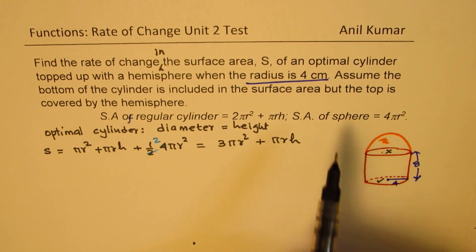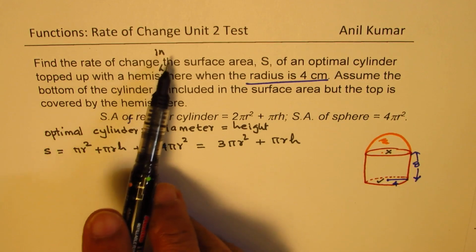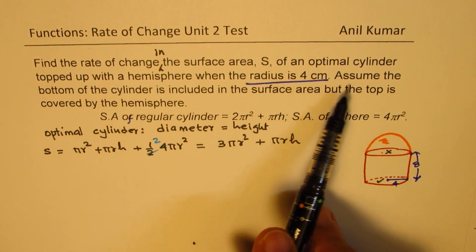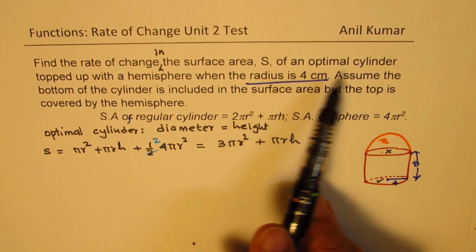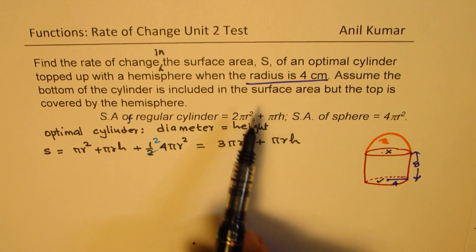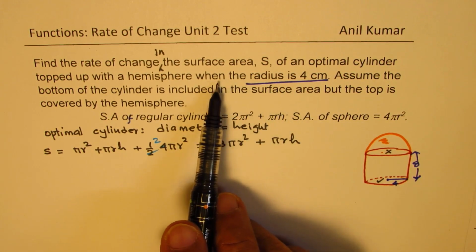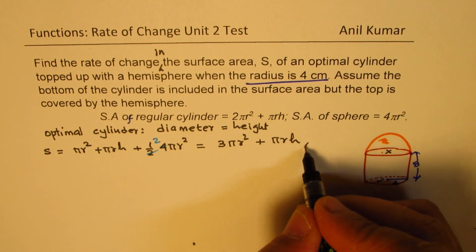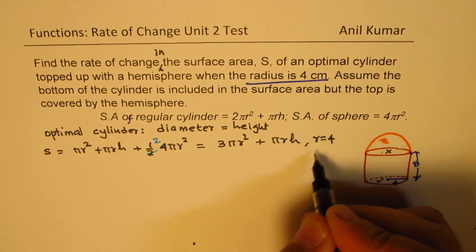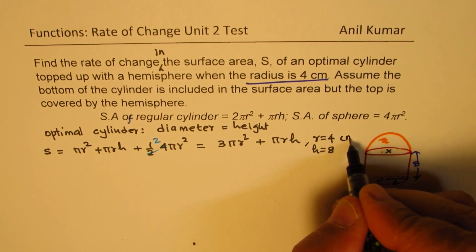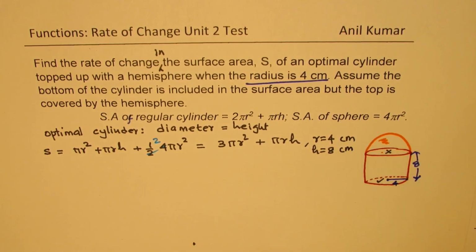Now it says find the rate of change in surface area of this optimum cylinder. Optimum means we have taken height as diameter when the radius is 4 centimeters, right? So when r is equal to 4 centimeters, and clearly height will be 8. So these are the values given to us in centimeters. Correct? So now we'll find.